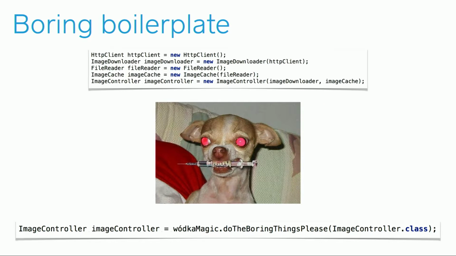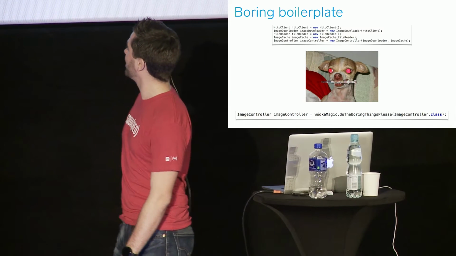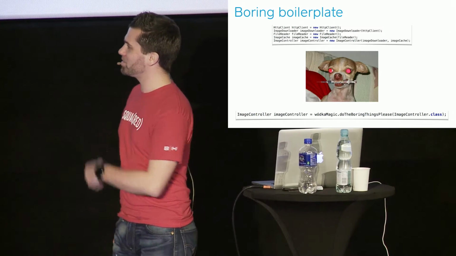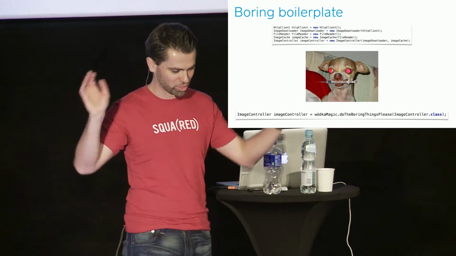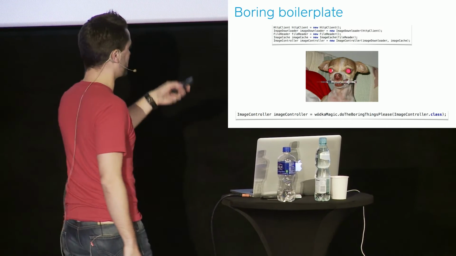So yeah, I like this dog. It's very exciting. This code at the top, it's kind of boring. Like when you think about it, it's got new thing, and so on, and you can make mistakes if you get the ordering wrong. So let's get rid of that. So we basically want to say, I want an image controller, just do the magic, do the vodka magic or something. Do the boring things, please.